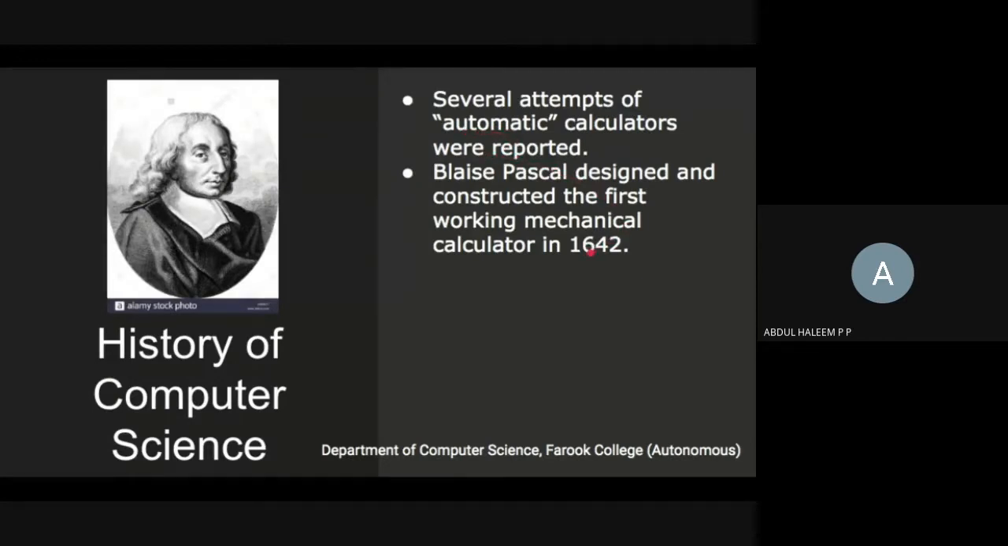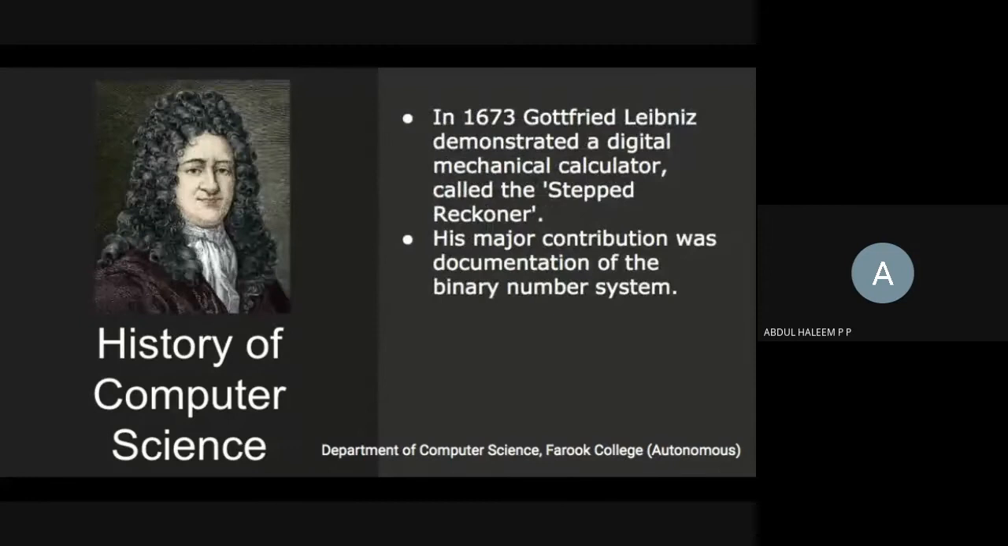The most notable was in 1642, when Blaise Pascal put forth his first working mechanical calculator. And around the same period, in 1673, Gottfried demonstrated a digital mechanical calculator, and he named this the Stepped Reckoner. He was also responsible for documenting the binary number system. And we know that the binary number system is fundamental to computer science, and without that, we don't have a computer system at all.